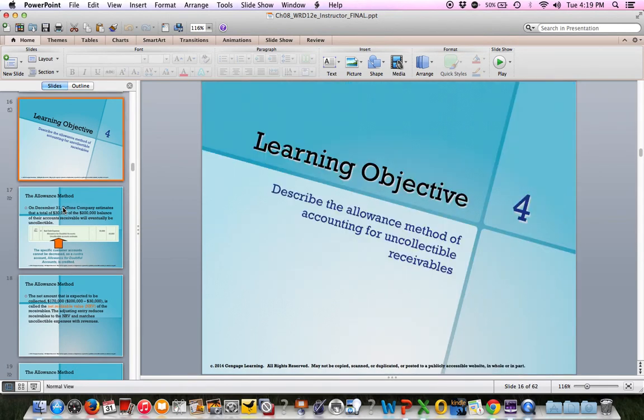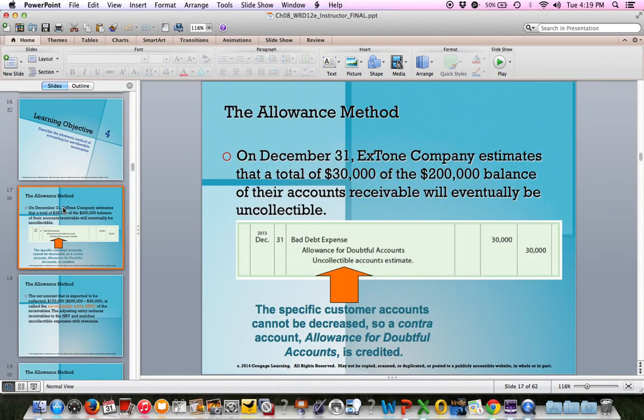Okay, next is the allowance method. Okay, and this is probably the one that's a little bit more accepted. It says on December 31, X-Tone Company estimates a total of $30,000 of its $200,000 balance of their account receivable will eventually be uncollectible. So basically, we get to the end of an accounting period, and it's pretty common that we wait. It's kind of an annual type of a calculation.